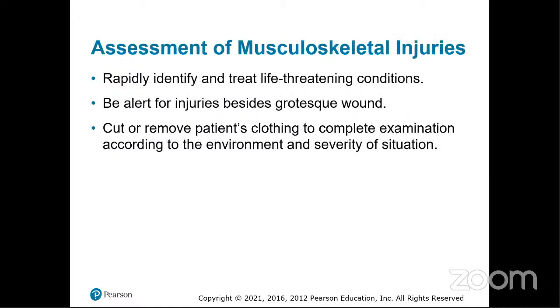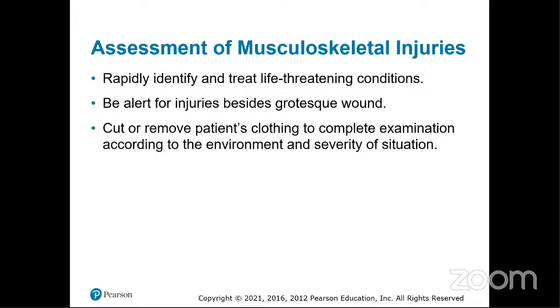It'll never stop bleeding because we never allow it time to stop. So for these, we're going to have to rapidly identify and treat any life-threatening conditions. With a musculoskeletal injury, really the only big one we worry about as far as a life threat is the femur. Be alert for injuries besides the grotesque wound. The grotesque wound is a distracting injury. You'll see that in test questions sometimes too.